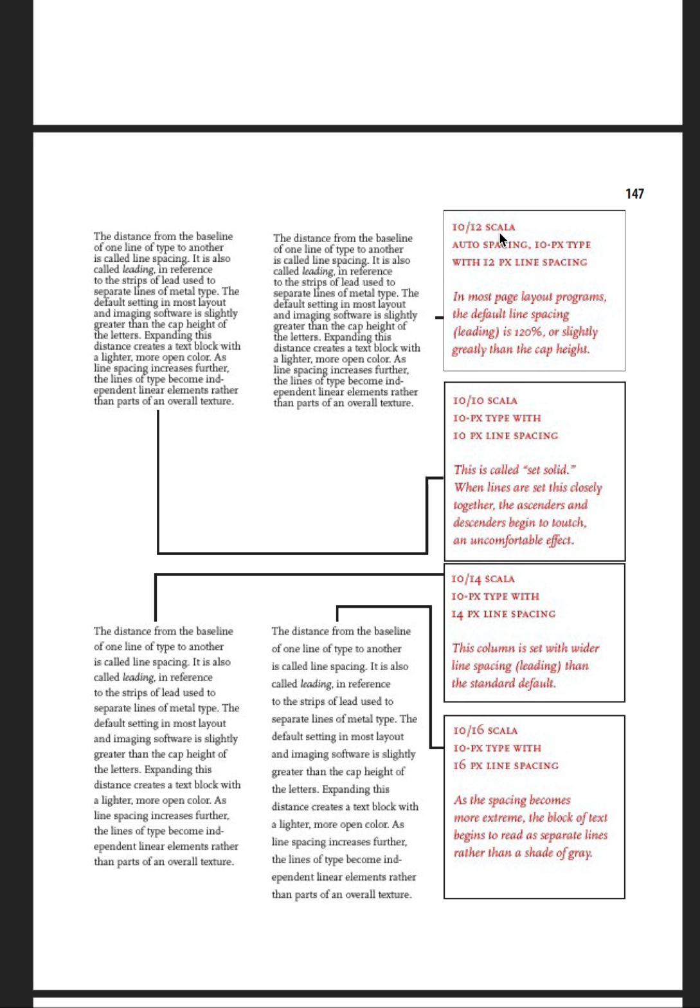1012 is a little bit more open, not a lot. 1014 is a good bit more open. And 1016, which is the last example on the bottom of 147, is the most open. There is a happy medium between too tight and too loose. The text actually becomes less easily read as it gets too far apart. And if I had to pick one of these for my personal preference, I would go probably with the 1014.